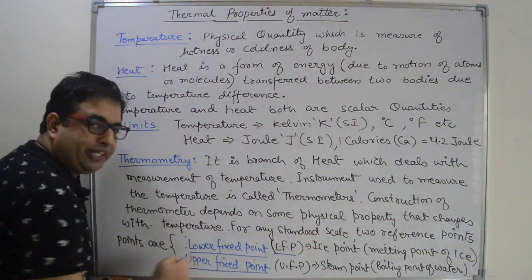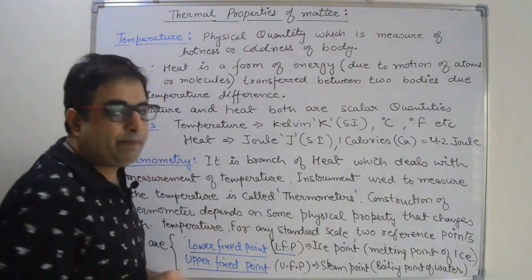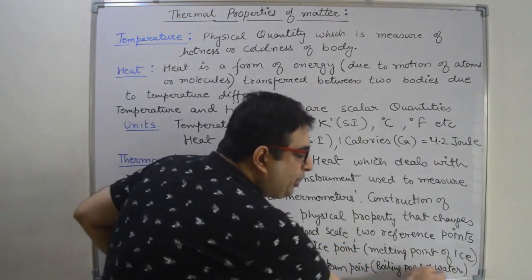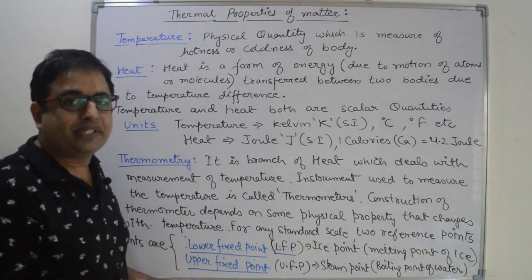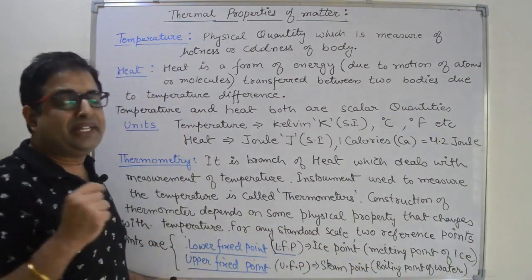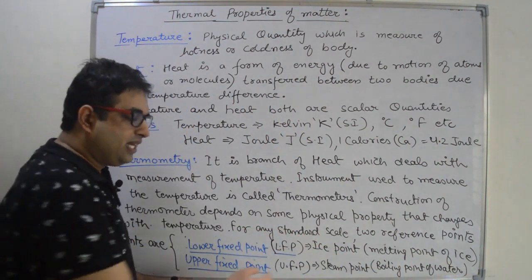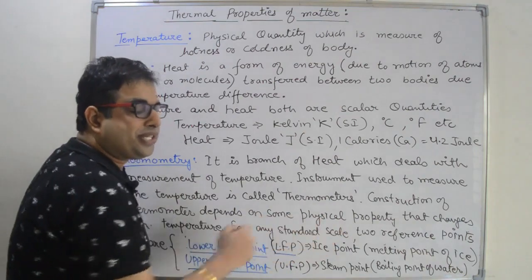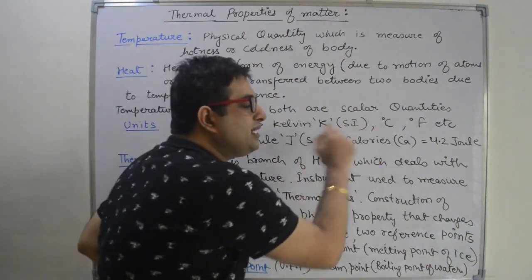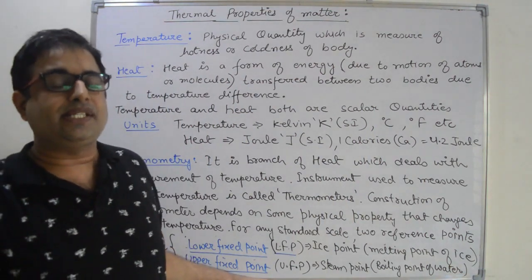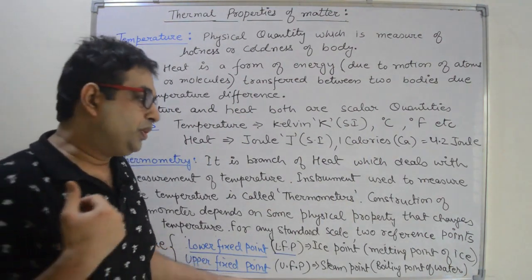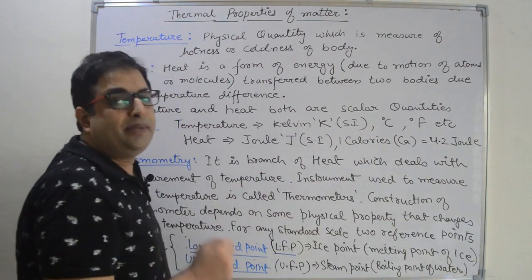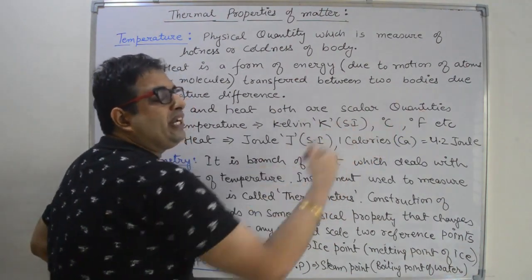Second is the upper fixed point, represented by UFP, and it is also known as the steam point, the boiling point of water at normal atmospheric pressure. So the boiling point of water at normal atmospheric pressure is known as the steam point, and it is the upper fixed point for any standard scale, right? For degree Celsius, we know at 100 degrees Celsius water will start boiling. So for the Celsius scale, 100 degree Celsius is the steam point, but for Fahrenheit it is different.